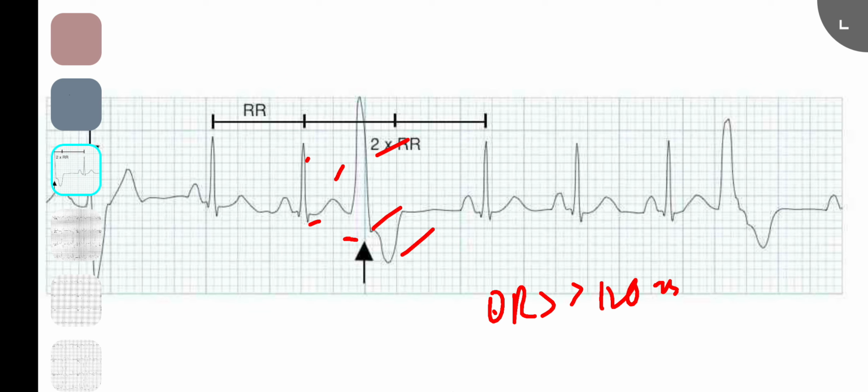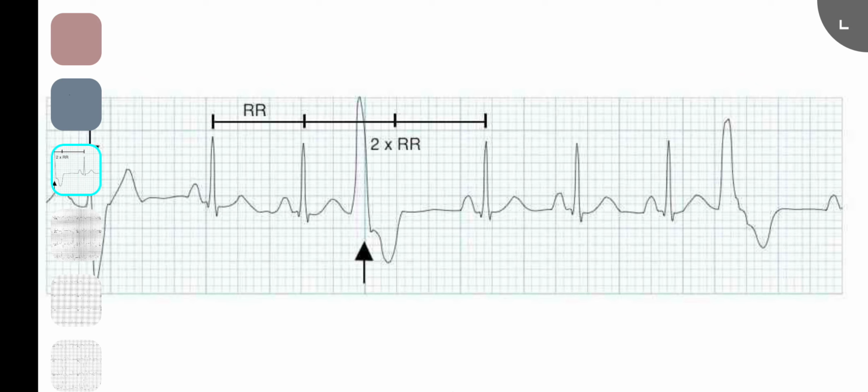That's the third feature. And then there is usually a full compensatory pause. This is a compensatory pause, until the next normal beat is over there. So these are the features of a PVC: broad QRS, it's premature, it occurs earlier than expected, there are discordant ST and T wave changes, and usually there's a full compensatory pause.